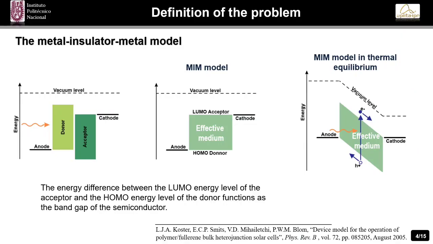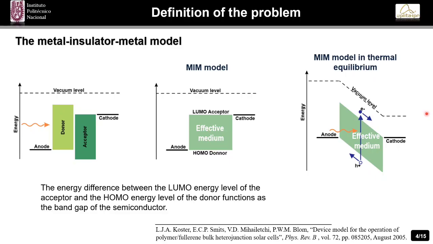One of the models that have been used to describe the active layer of organic solar cells is the model proposed by Koster, which is known as the metal-insulator-metal model, or MIM model, that consists in obtaining an effective medium from the characteristics of the two semiconductors, the donor and acceptor material. The energy difference between the LUMO energy of the acceptor and the HOMO energy level of the donor functions as the band gap of the semiconductor, of the effective medium.